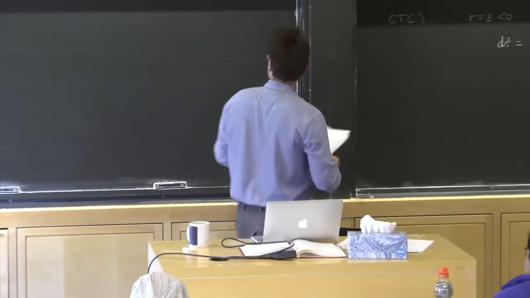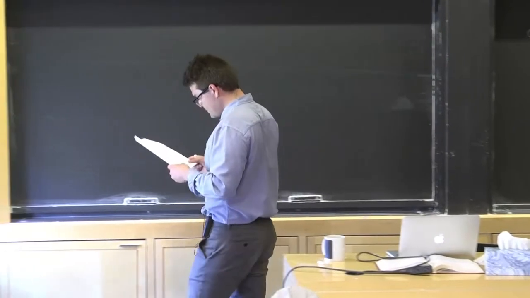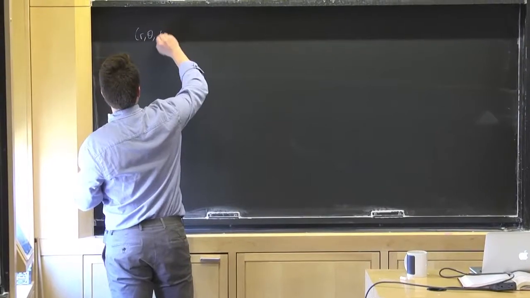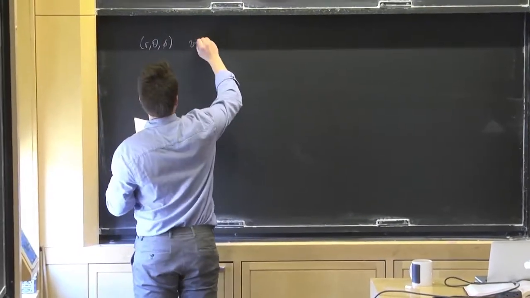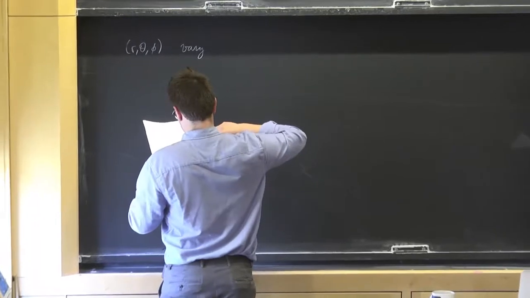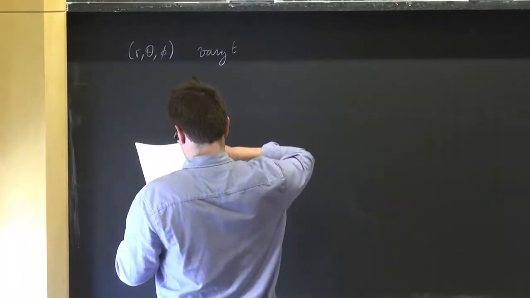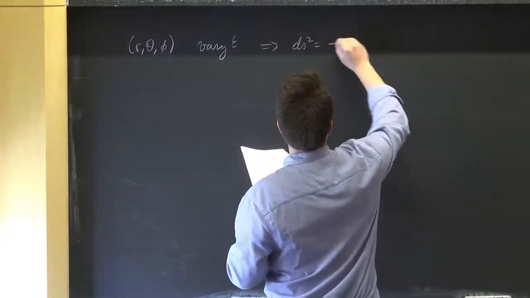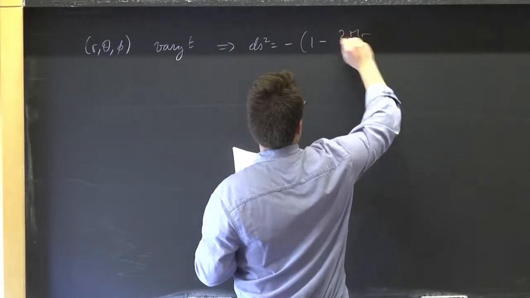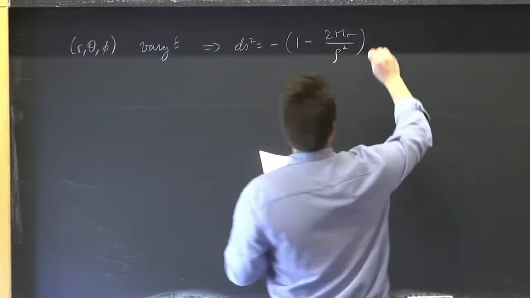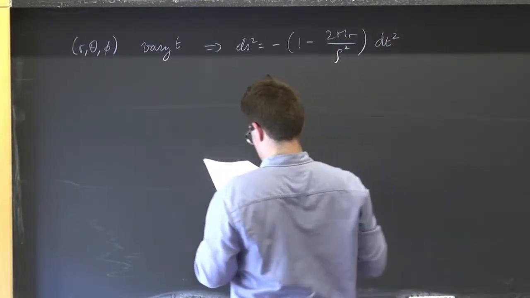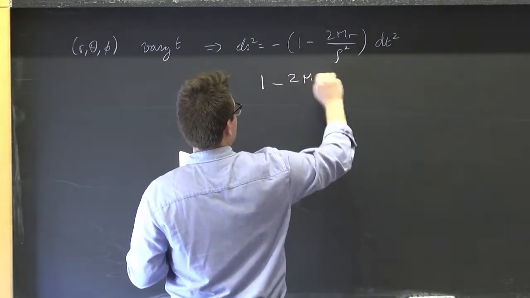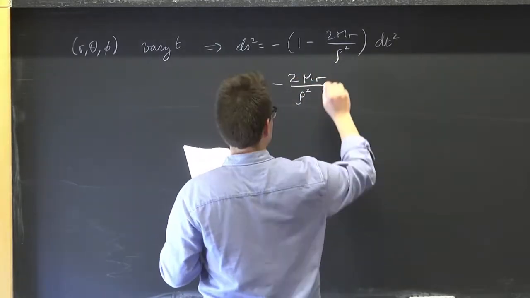So we're going to start basic. We're going to now consider curves of constant r, theta, and phi, and we're going to vary t. So the line element along such a curve is ds squared equal to minus (1 minus 2Mr over rho squared) dt squared. And this curve is time-like if 1 minus 2Mr over rho squared is positive.